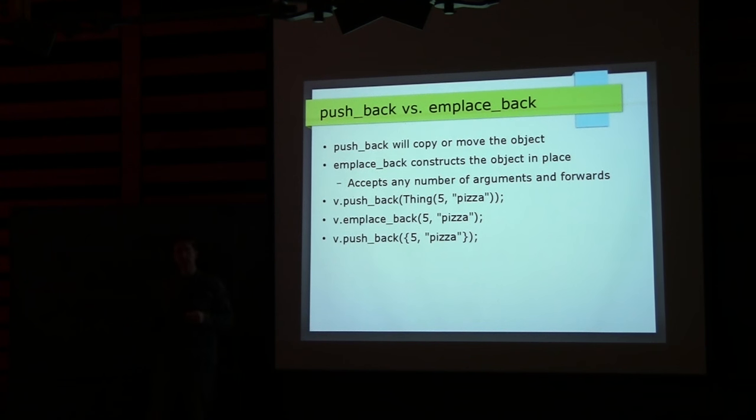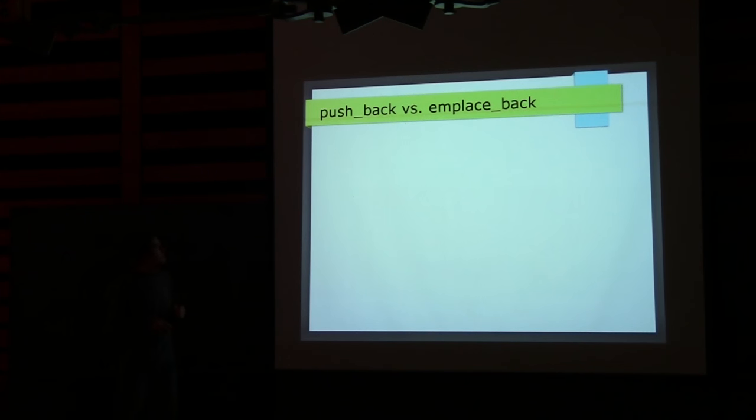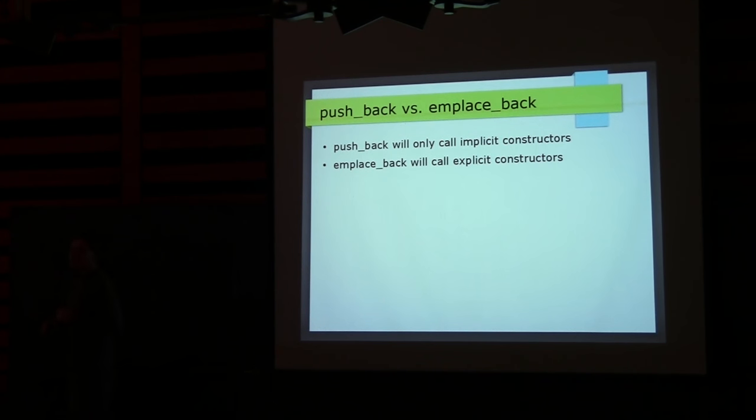Now, I think, though, the real difference comes into play when there's only one argument to the function. We think of pushback as copy or move and emplaceback as construct in place. But when there's one argument, I think the real difference is that pushback will only call implicit constructors and emplaceback will call explicit constructors. Emplaceback is the more powerful feature. Almost anything that pushback can do, emplaceback can do as well.